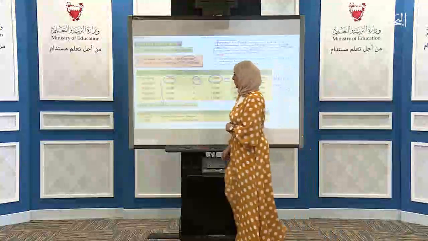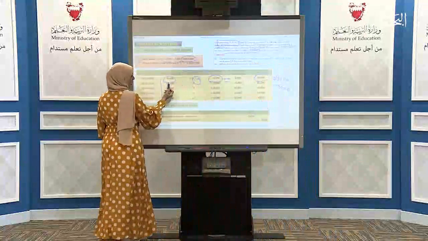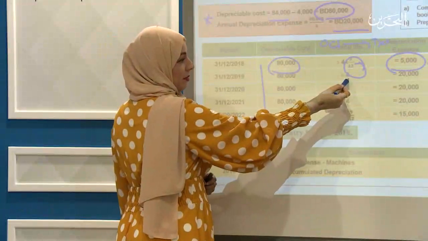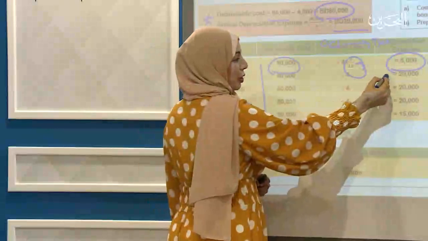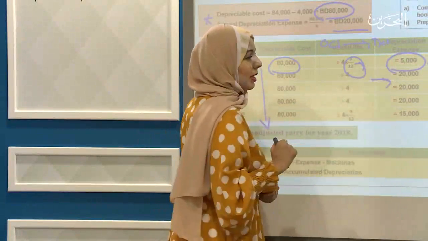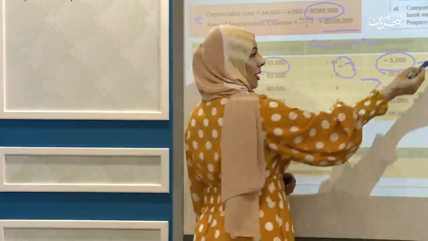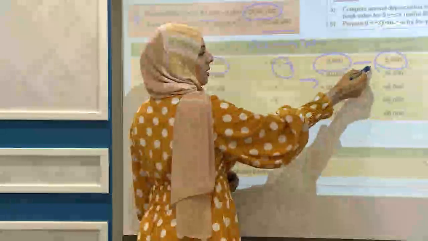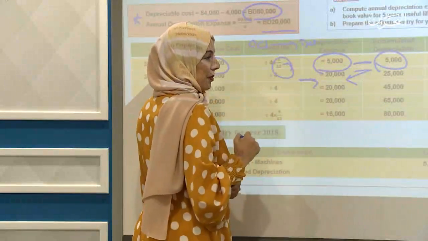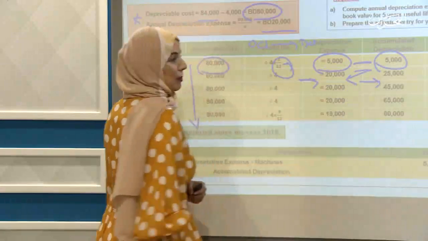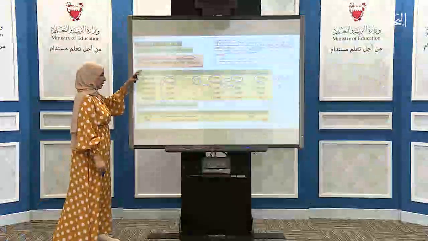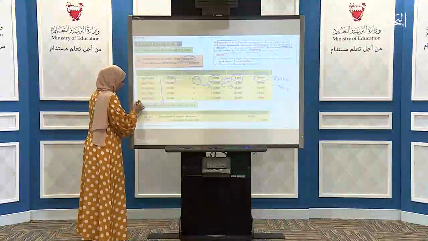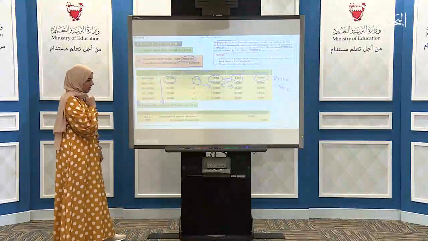Shifting to the next period, my dear student, I will take the depreciation cost and divide it by the useful life, and I will get the depreciation expense of 20,000. To find the accumulated depreciation, I will take the previous accumulated depreciation plus the depreciation of this year, and I will continue like that for the rest of the periods until I reach the last period.